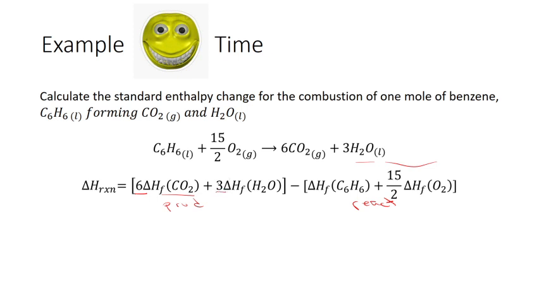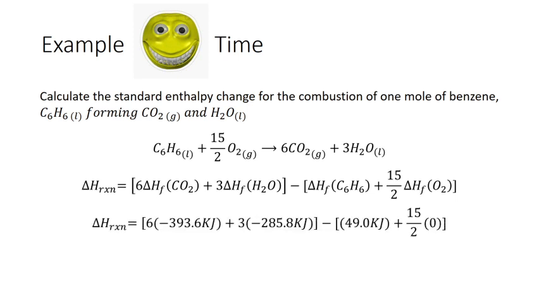plus 3 moles times the heat of formation of liquid water, minus 1 mole, the heat of formation of benzene, plus 5/2 times the heat of formation of oxygen. All right, so that's what our reaction is going to look like. From there, we're going to look in a chart to find these heats of formation and put those numbers in. Now, I want you to notice one very specific thing over here, that the heat of formation of oxygen is 0. And that is going to be true for the heat of formation for any element, right?